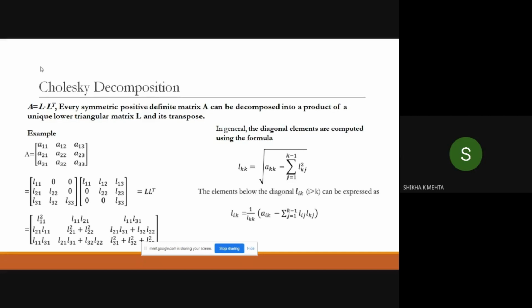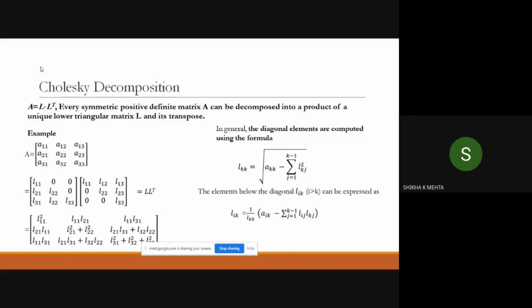So computing the first value for this matrix, we have A_kk, that is A11, because k is equal to 1. We are taking that, and then subtracting the summation of j equal to 1 to k minus 1 of L squared kj. So here k is equal to 1, so k minus 1 is 0. So j varies from 1 to 0, so nothing. That means it will be equal to the square root of A_kk for the first value. So we will be taking the square root of A11.